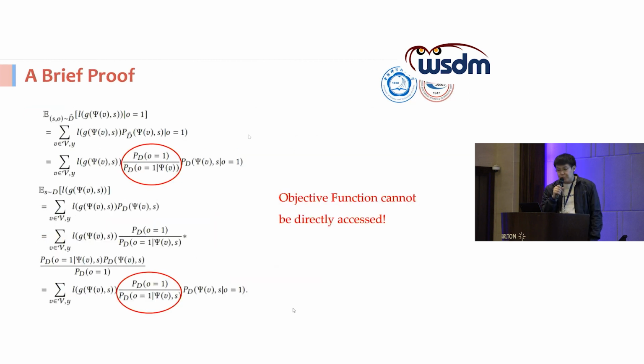And here's a brief proof. According to the difference between the two equations, we conclude that the objective function cannot be directly accessed.